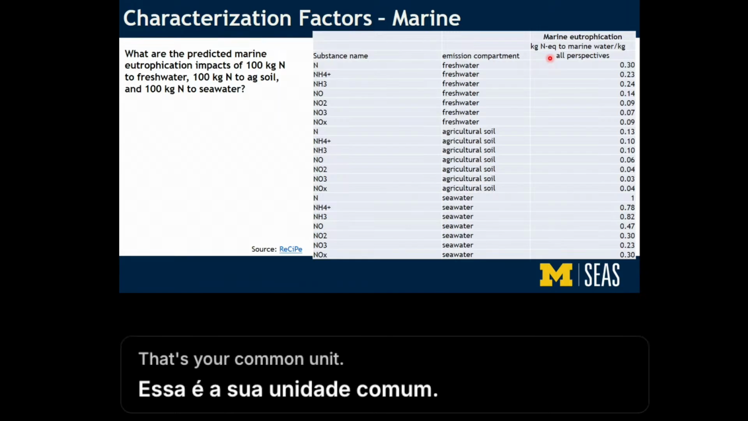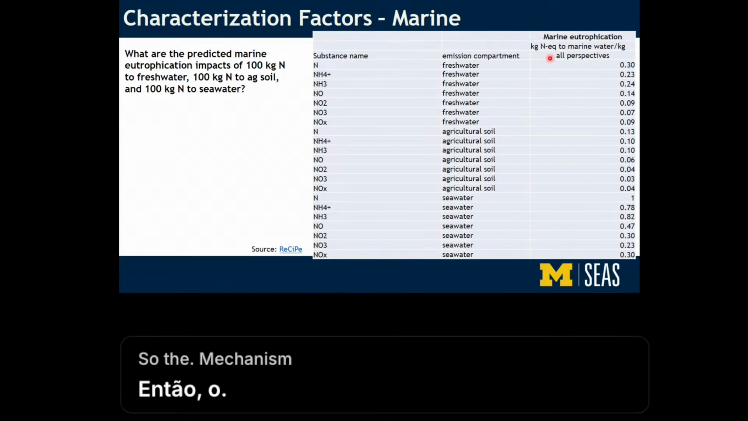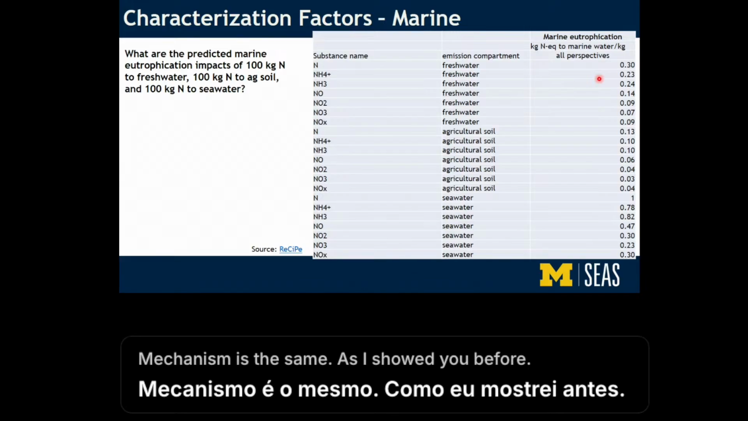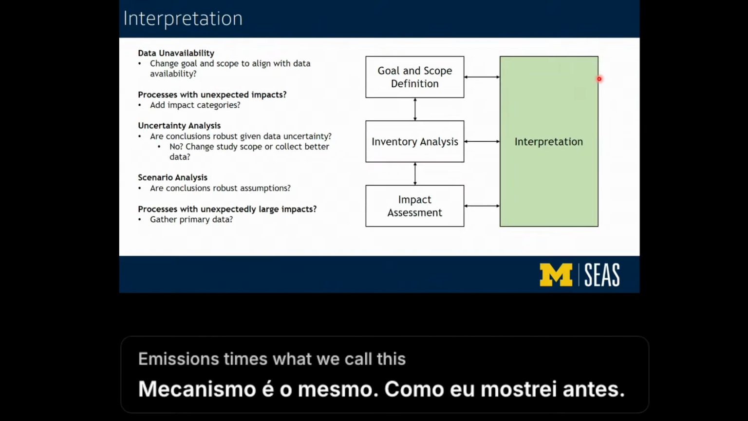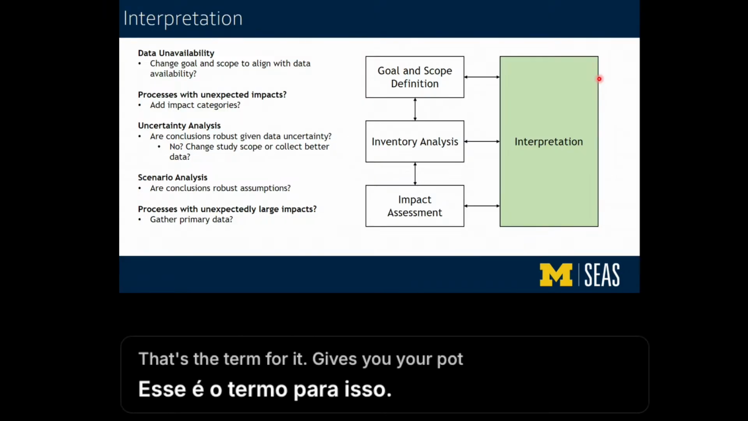So the mechanism is the same as I showed you before. Emissions times what we call this characterization factor, that's the term for it, gives you your potential impacts. And that's what we'll be playing with in the afternoon.